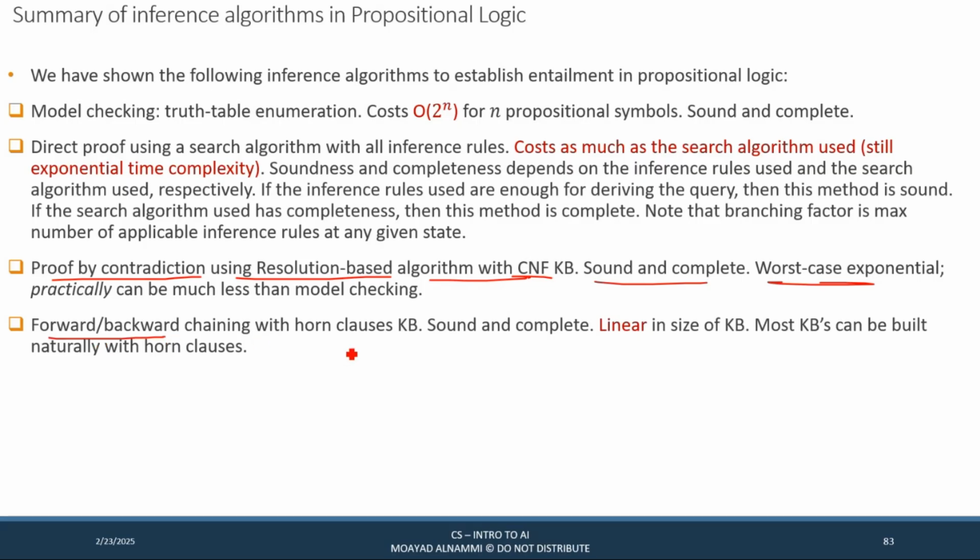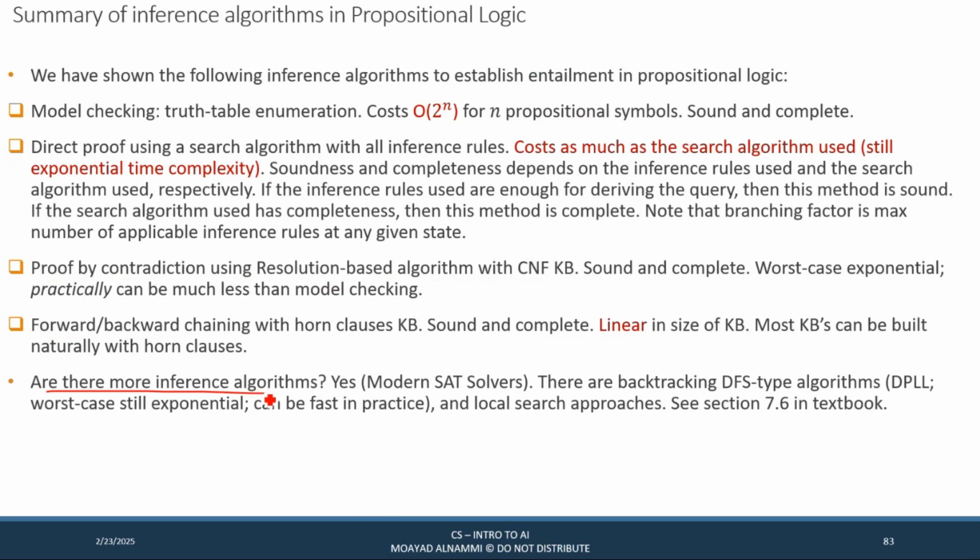Forward and backward chaining with horn clauses. This is sound and complete, very attractive. These are linear in the size of the knowledge base. Most knowledge bases can be built with horn clauses. Are there more inference algorithms than this?